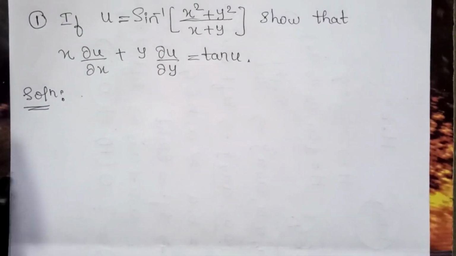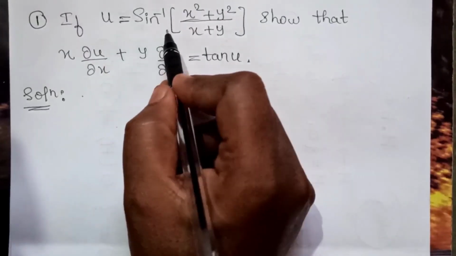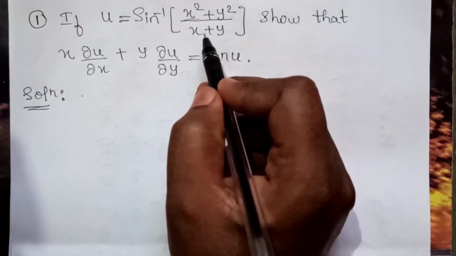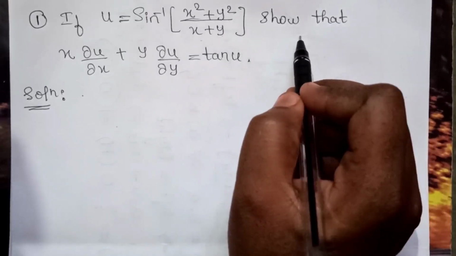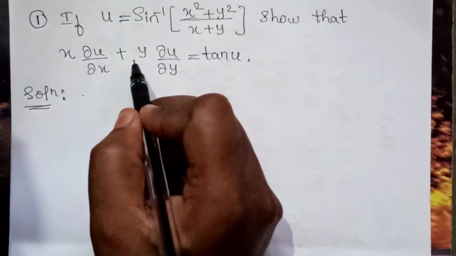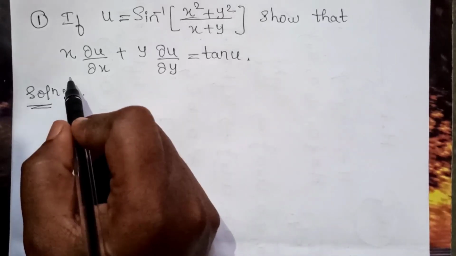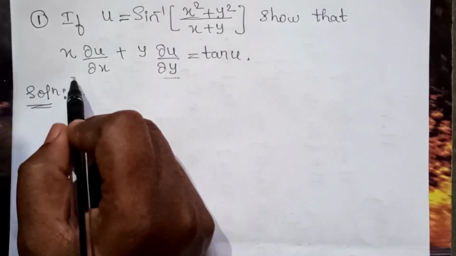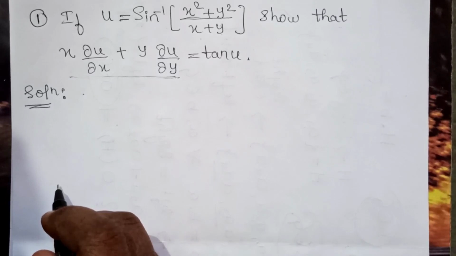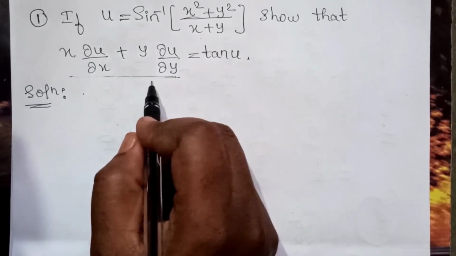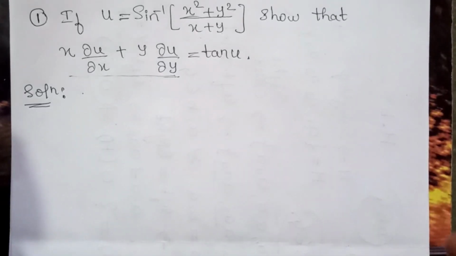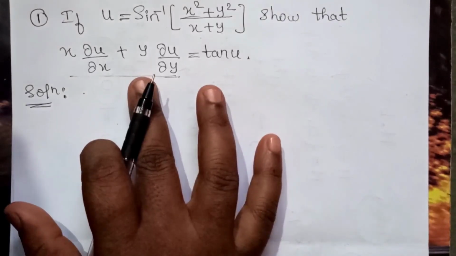See here, given that if u equals sine inverse of (x square plus y square) divided by (x plus y), then we have to show that x dou u by dou x plus y dou u by dou y equals tan u. You can see that this is the LHS of Euler's condition. By using Euler's condition we have to show this.